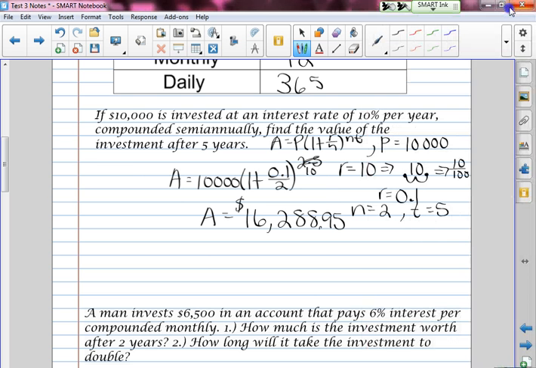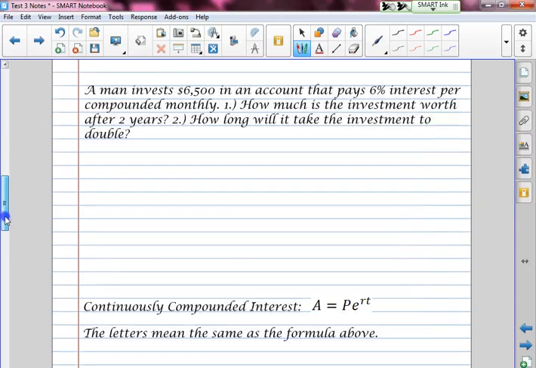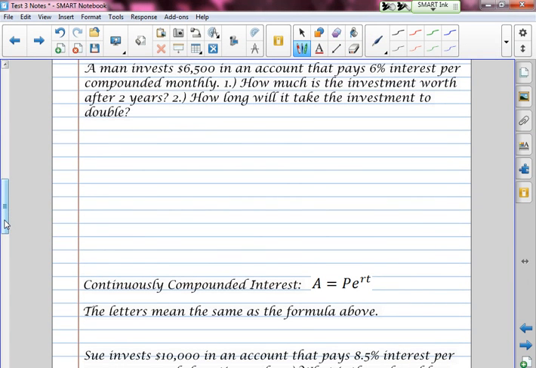All right, next example. My next example says a man invests $6,500 in an account that pays 6% interest per year compounded monthly. My first question says how much is the investment worth after 2 years, and my second question says how long will it take the investment to double. So I'm going to do question 1 first in black, and then I'll do question 2 in a different color when I'm finished with question 1.